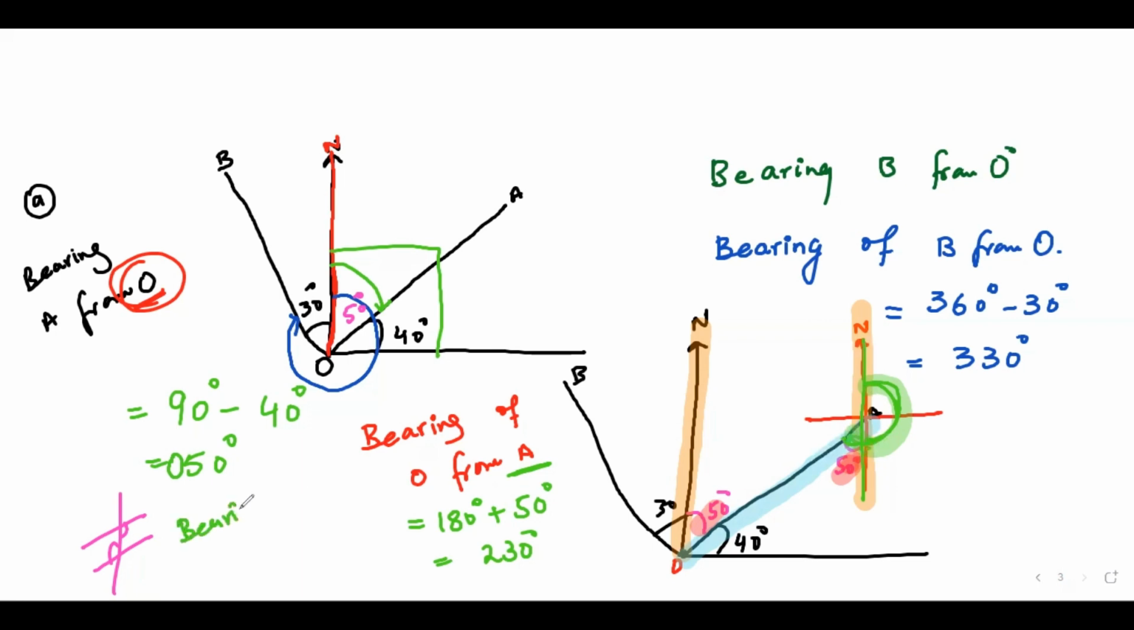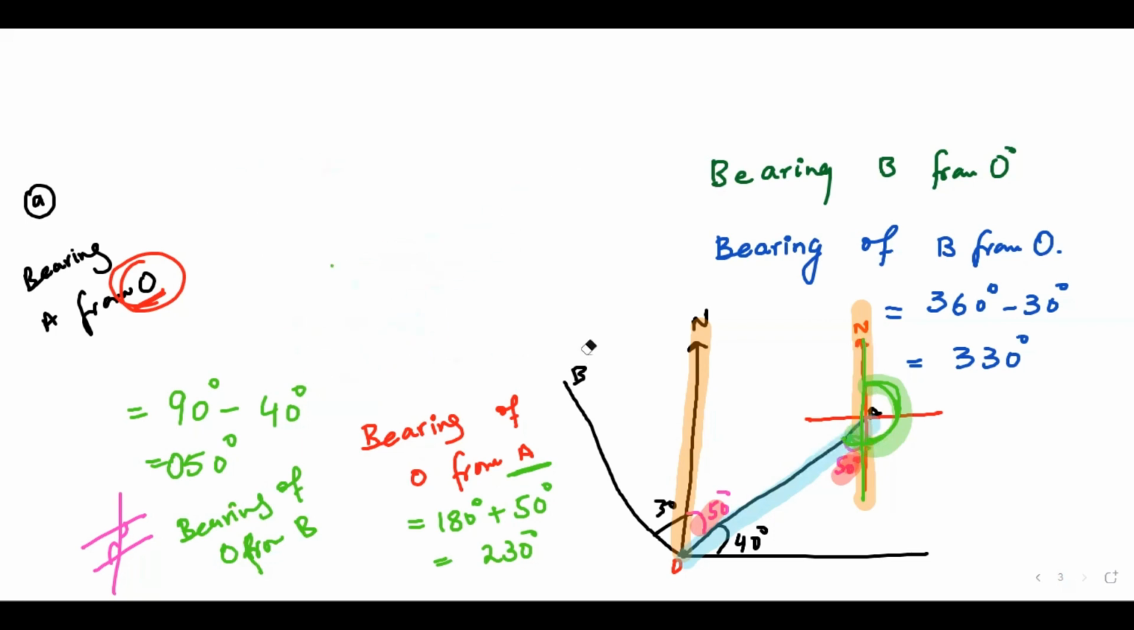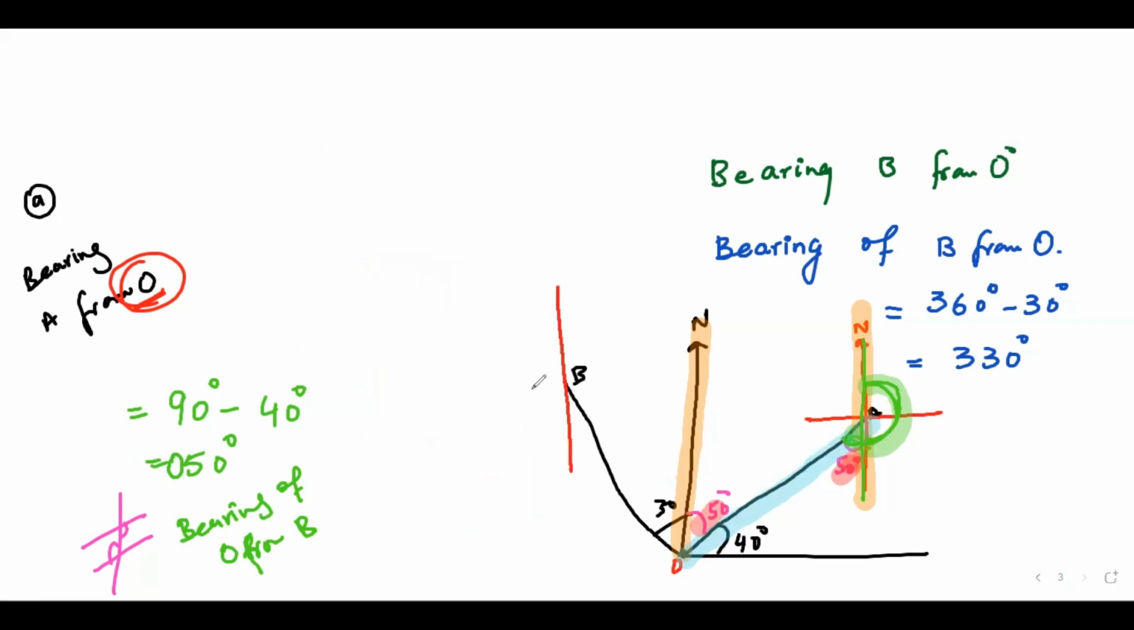Now, if I say find the bearing of O from B, where should I draw my north? Can I erase this figure so there will be enough space? Beta, where do I draw my north? Should I draw my north at point B? Yes or no? Yes. Okay.